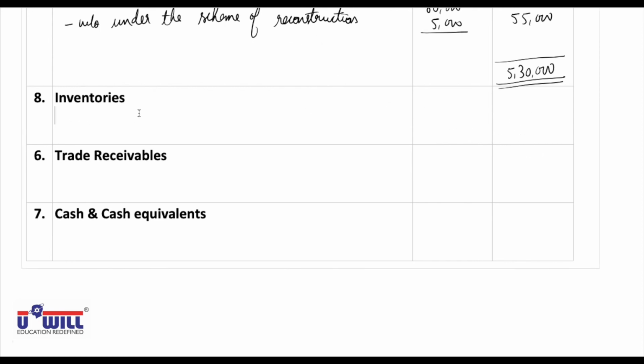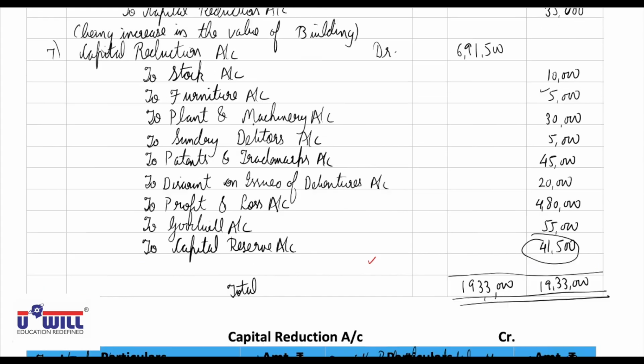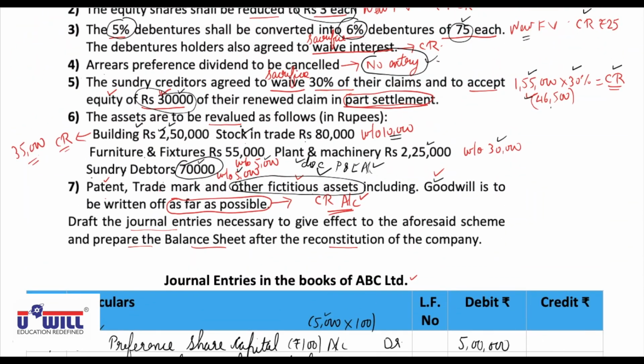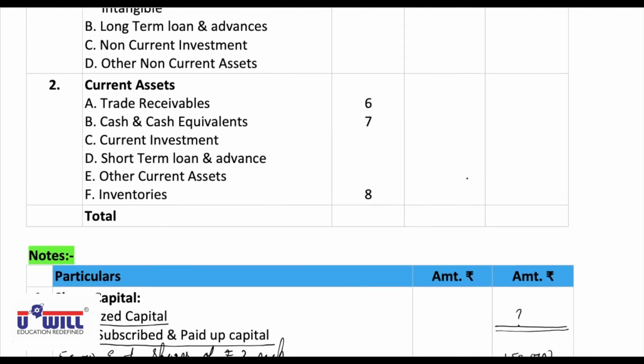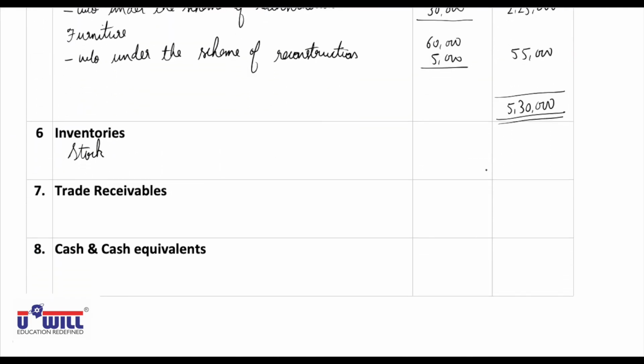Inventories would be note 6, trade receivables would be note 7, and cash equivalents would be note number 8. So first in inventories we will write stock. How much is the stock? Directly we can write the final value. Here we don't have to show written off. So directly from adjustment 6 you can take stock of 80,000. Total also 80,000.